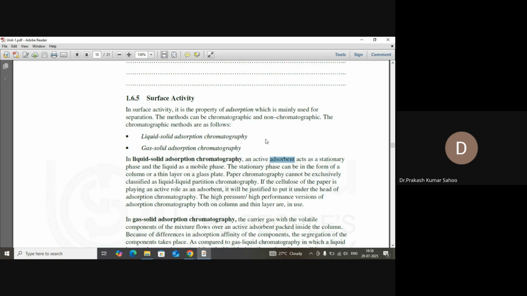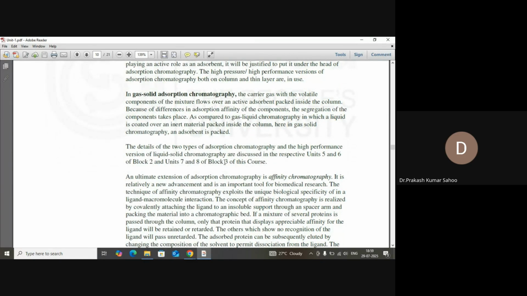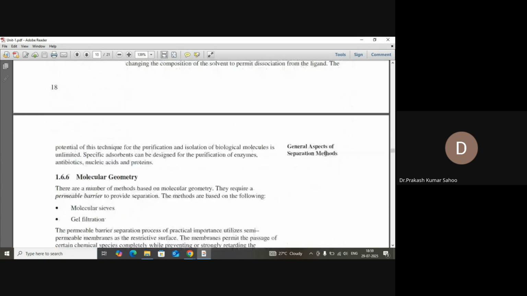So like our paper chromatography, we have solid liquid adsorption chromatography and gas solid adsorption chromatography. Here liquid is treated as the mobile phase or adsorbate, and solid is the adsorbent, the stationary phase. In the second one, gas is the mobile phase or adsorbate, and solid is the stationary phase or adsorbent. We will discuss this in block 2, units 7 and 8, and unit 5, 6 also. In these units we will discuss the details of this chromatography technique.